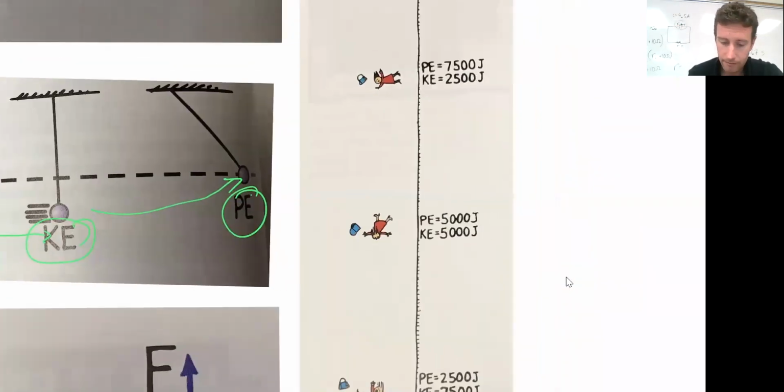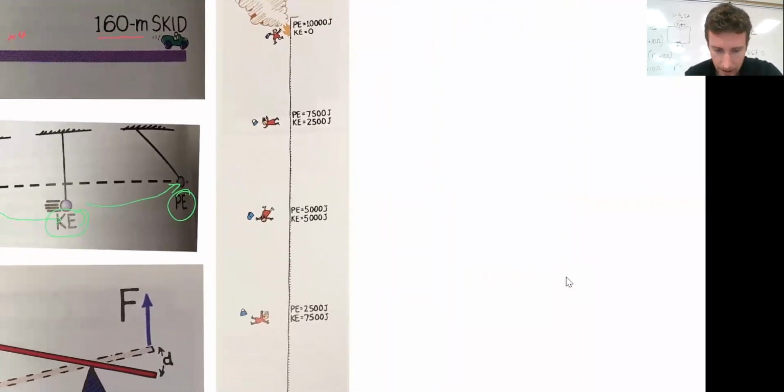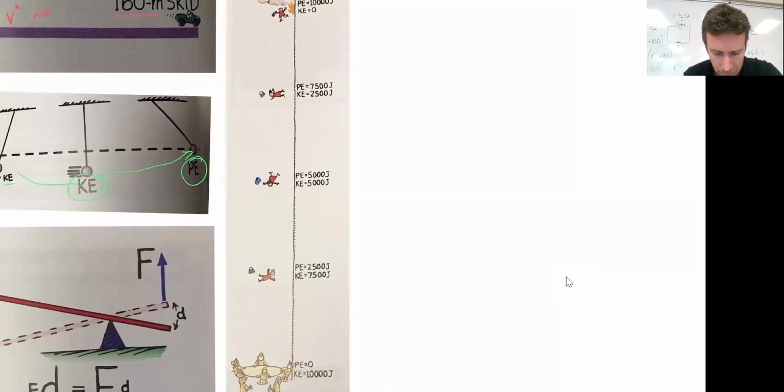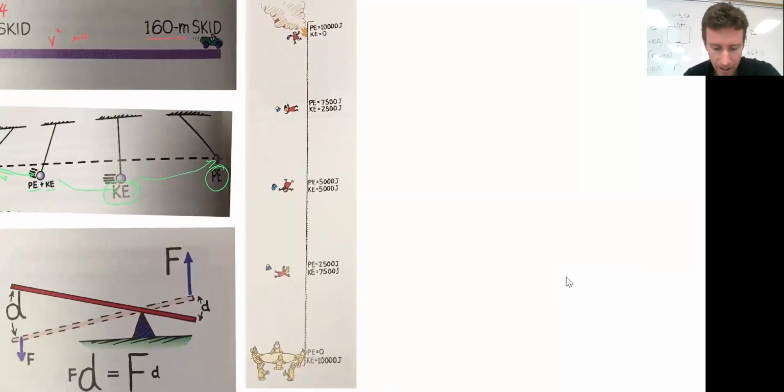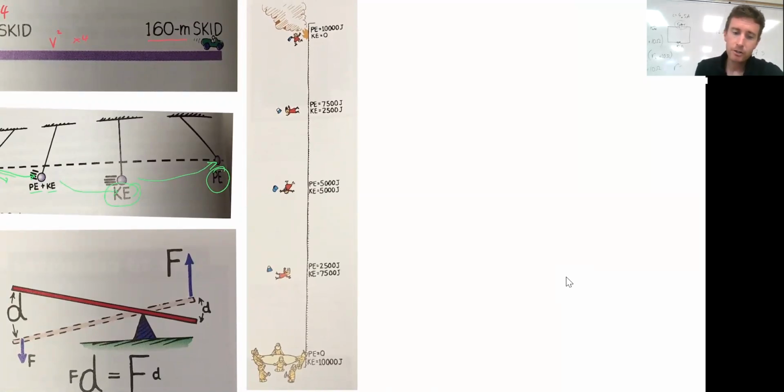Another way of looking at that with numbers is to take a look at this lady jumping out of a burning building. She is going to fall out of the burning building down into the firefighter's net. Good job, firefighters. That's a very old school way of catching somebody. So she's going to start with a potential energy of 10,000 joules up at the top.